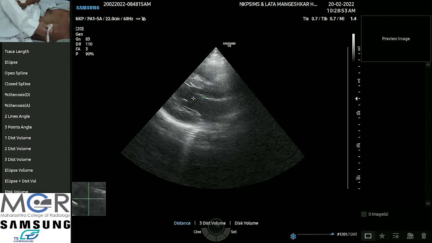This is AML, that is anterior mitral leaflet. This is PML, posterior mitral leaflet. You can see the thick interventricular septum and thick posterior wall. This is because of left ventricular hypertrophy. And above the IVS, interventricular septum, you will find right ventricle.